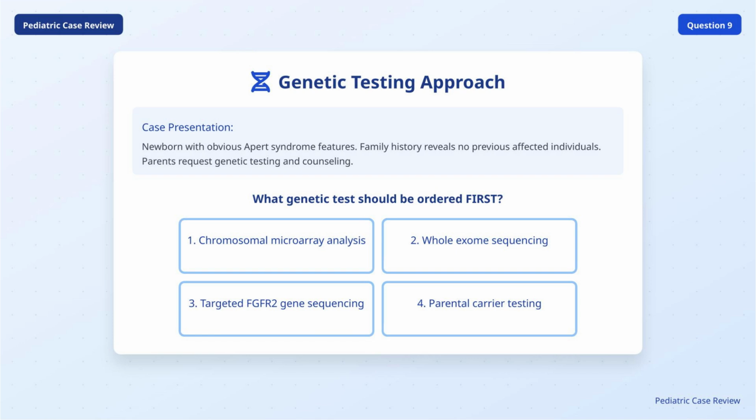A newborn has obvious Apert syndrome features on clinical examination. Family history reveals no previous affected individuals. The parents request genetic testing and counseling. What genetic test should be ordered first?